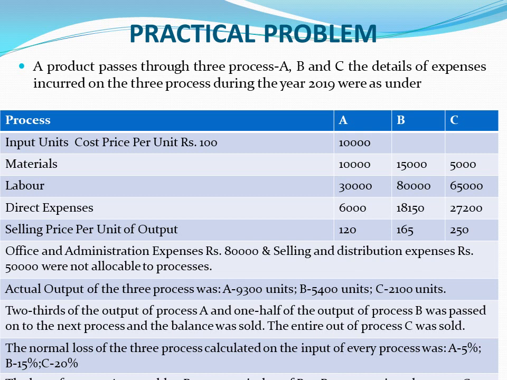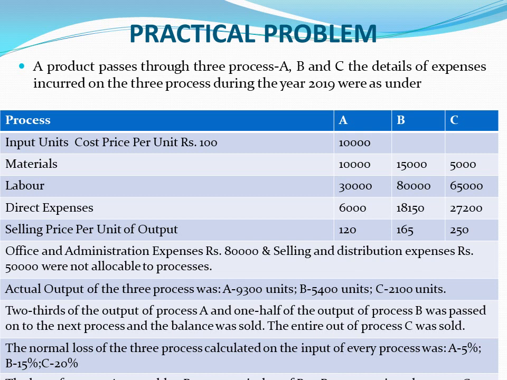Office and administration expenses of rupees 80,000 and selling and distribution expenses of rupees 50,000 were not allocable to processes. Actual output of the three processes was A 9,300 units, B 5,400 units, C 2,100 units. Two-thirds of the output of process A and one-half of the output of process B was passed on to the next process and the balance was sold. The entire output of process C was sold.